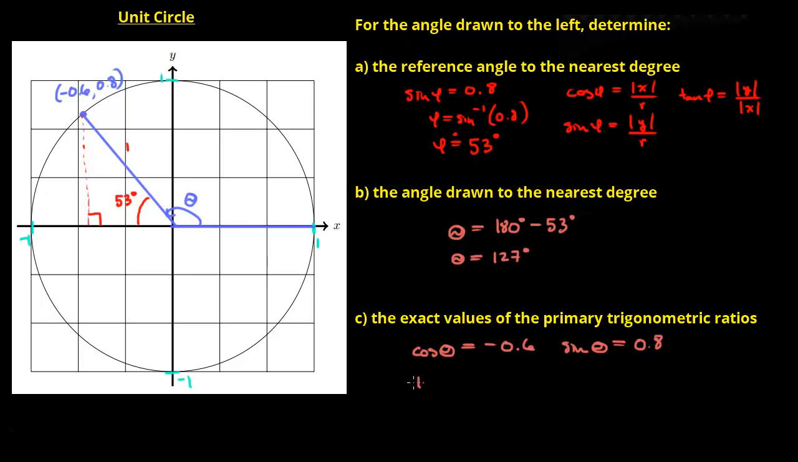And the tangent of theta is the y value divided by the x value. So we get 0.8 over negative 0.6, which simplifies to negative 4 over 3. We'll look at another example in the next video.